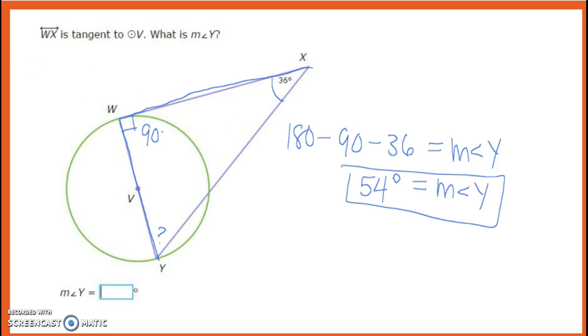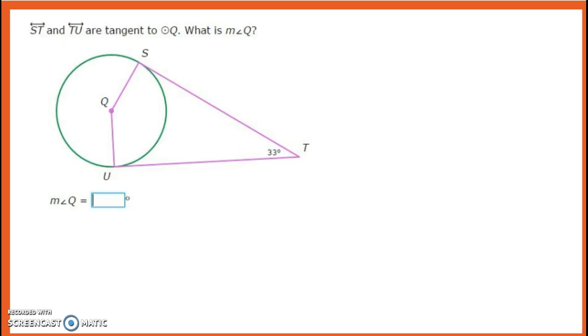Now we're going to do one more problem. So here we have ST and TU are both tangent to circle Q. So here's ST and here's TU. If they are both tangent to each of the radii, then these 2 angles are 90 degrees. 90 here and 90 here. So now we have a quadrilateral this time, right? And all 4 angles of a quadrilateral add up to 360 degrees.